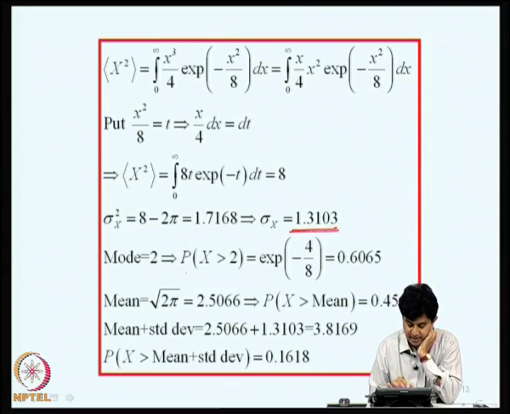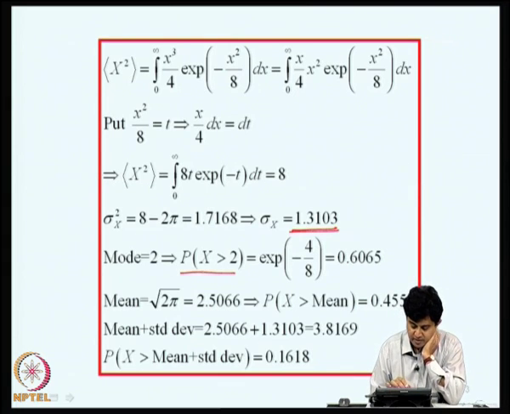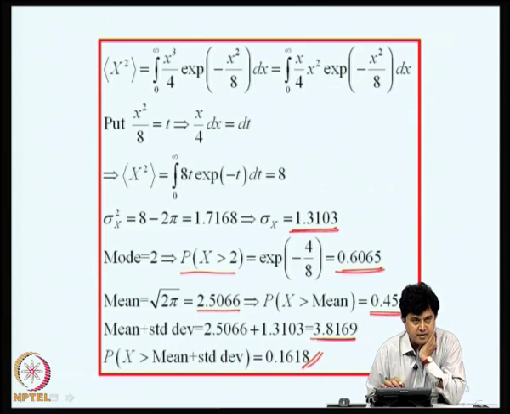So, the probability that x is greater than or equal to 2, which is the probability that x is greater than the mode, I get 0.6065, and the mean is found to be this, and therefore the probability x greater than mean is this number. Mean plus standard deviation is found to be this, therefore the probability of x greater than mean plus standard deviation is this. So, these are the required numbers that we are looking for in this problem.